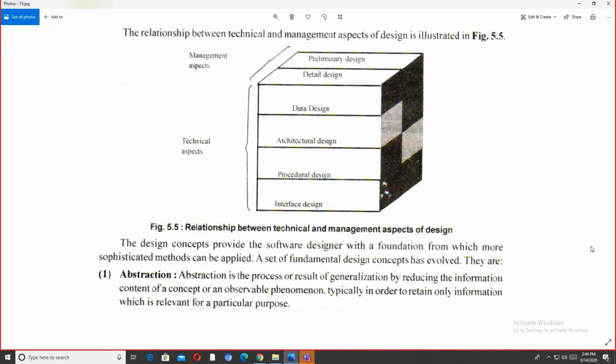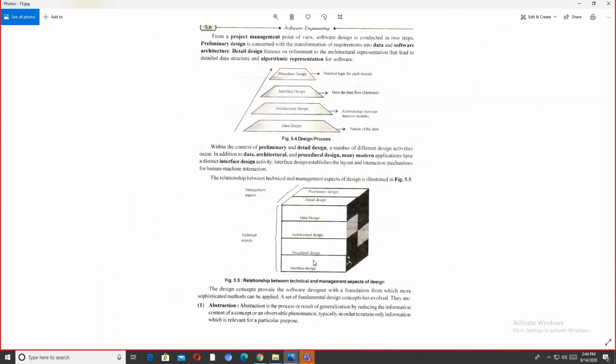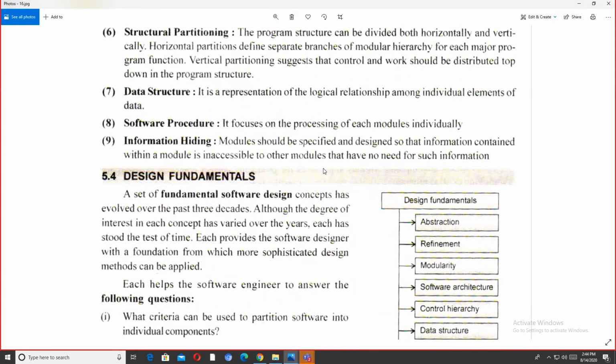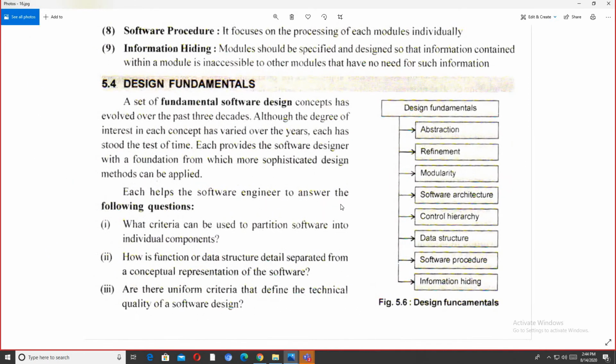So further moving, a set of fundamental design concepts has evolved. What are the various fundamental design concepts? Let's see them. See this diagram, figure 5.6: abstraction, refinement, modularity, software architecture, control hierarchy, data structure, software procedure, and information hiding. We'll have to see them one by one.